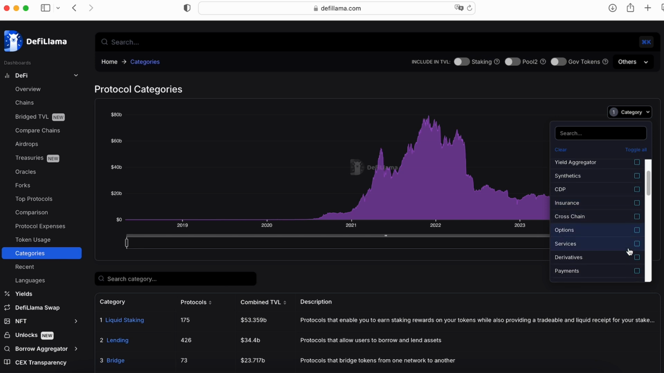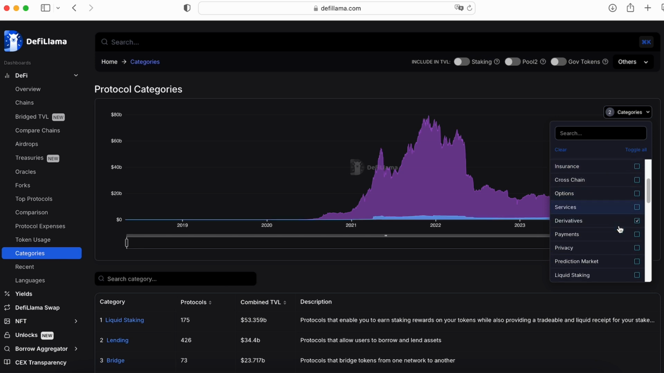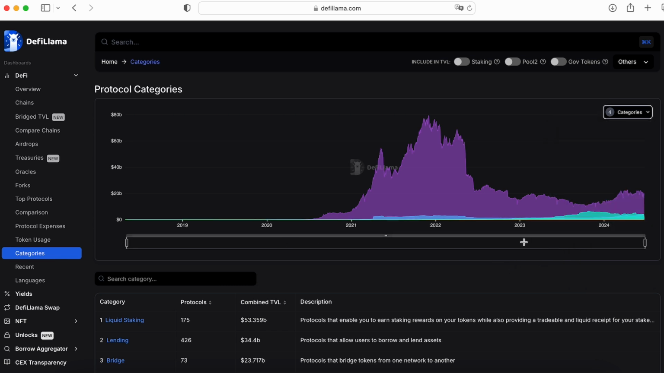We can, for example, choose derivatives. Once again, liquid staking. Let's say real world assets. This one was good. And find out, here nobody cared about the real world sector in April 2021 because it didn't even exist. And I think the real world asset sector will outperform all protocols.